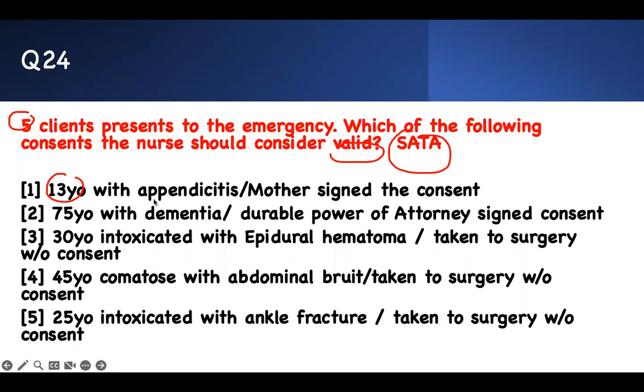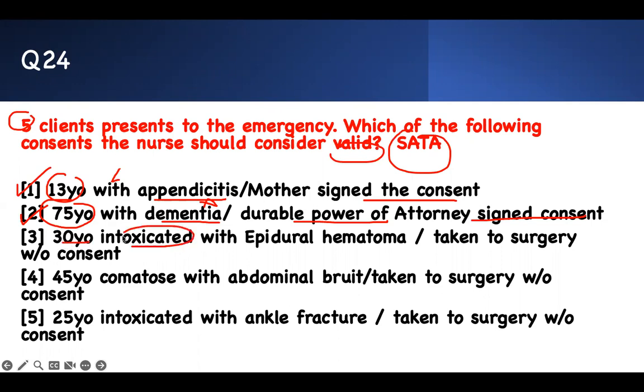13-year-old with appendicitis, mother signs it. Is a minor, the mother signs it. It's okay. 75-year-old with dementia, durable power of attorney signed the consent. Yeah, it's dementia, the durable power of attorney can sign the consent.